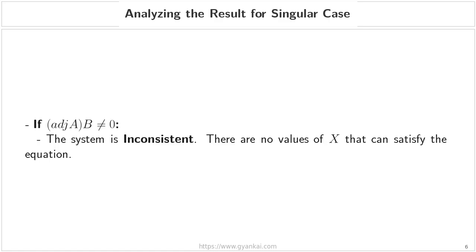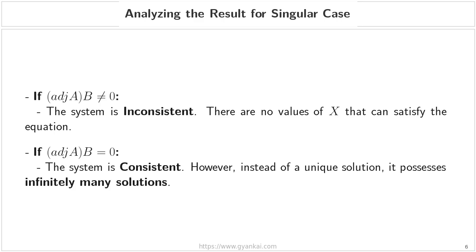Analyzing the result for singular case. First, let's look at the case where the product of the adjoint of A and the matrix B is not equal to 0. If you find that this result is non-zero, it means the system is inconsistent. In practical terms, this implies that there is no possible set of values for our variables that can satisfy all the equations at the same time. The equations are essentially in conflict with one another.